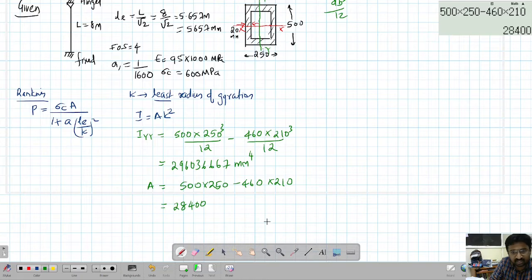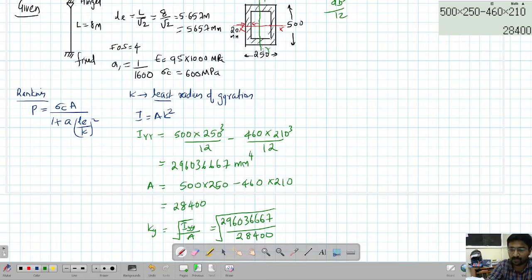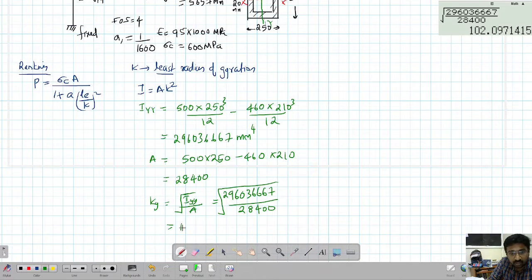So the minimum value of K, which I will write as KY, is under root of Iyy by A. This is nothing but this value divided by this: 29603667 divided by 28400, under root. So we just do that. This is 102.1 mm. So this is the value of K.